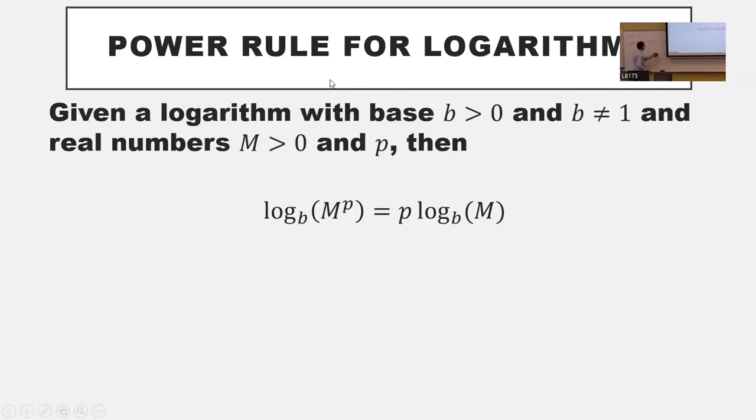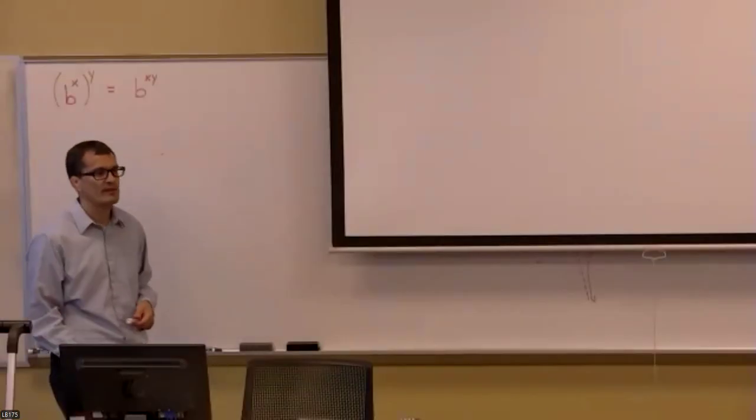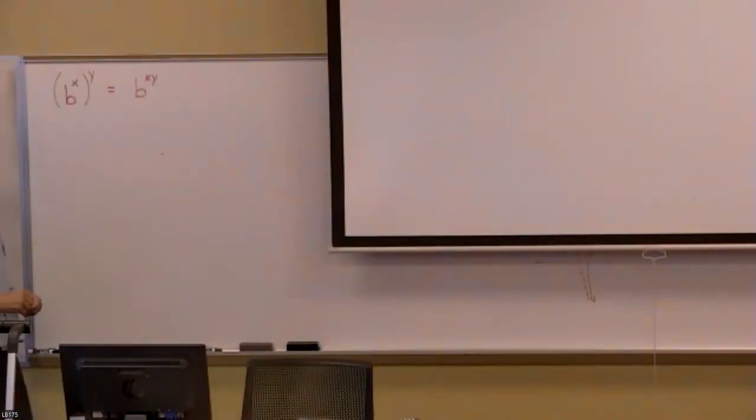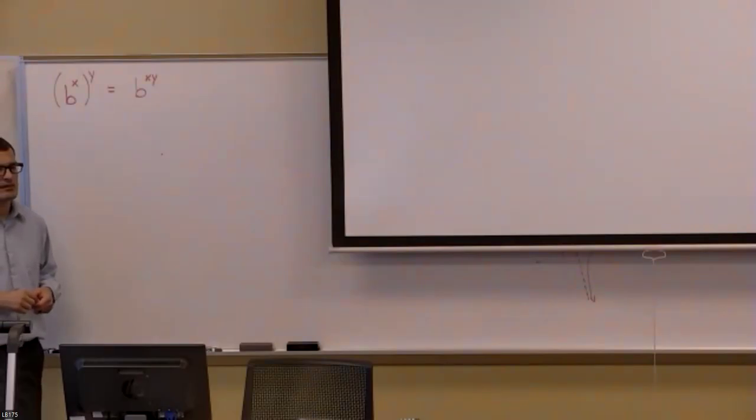This one comes from the power rule of exponents. I said product rule, I apologize. The power rule for exponents says if I take b raised to the x power and I raise that whole number to the power of y, then that is b to the x times y power. That's the power rule of exponents.